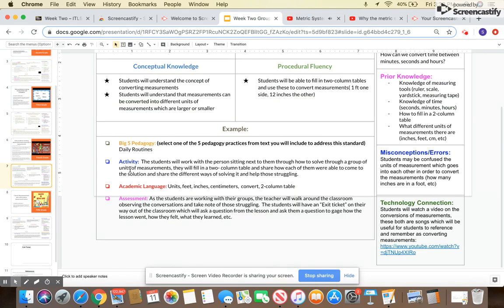So as mentioned before, it's a little catchy and gets students thinking about focusing on measurements and how measurements actually are. For an example, you could use daily routines. This activity that I thought would be great for this focuses on students discussing with one another about a problem or units of measurement, and they'll work through filling in a two-column table with their group and discuss then the different ways that you can solve it and different strategies used for solving this.